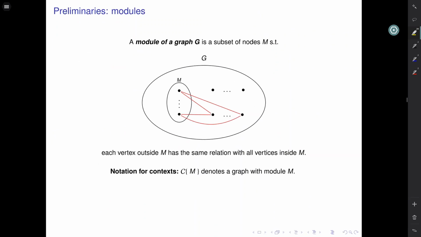But we can recover this by using the concept of a module, which I mentioned previously. A module is essentially a subgraph such that everything inside is related to everything outside in the same way. We're going to use context-like notation, as we would for formulas, to denote a graph which contains a module M. Okay, so modules generalize subformulas.